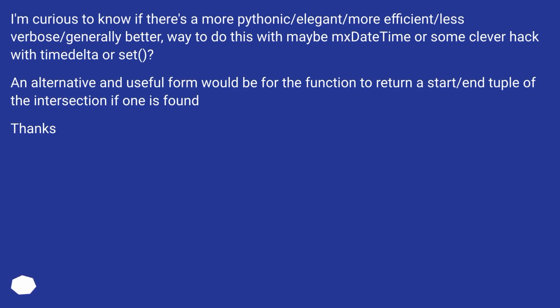I'm curious to know if there's a more Pythonic/elegant/more efficient/less verbose/generally better way to do this with maybe mx date time or some clever hack with time delta or set. An alternative and useful form would be for the function to return a start/end tuple of the intersection if one is found. Thanks.